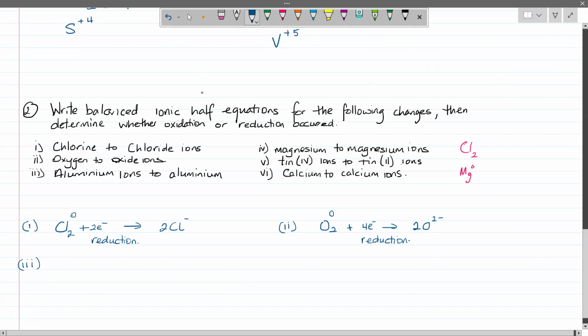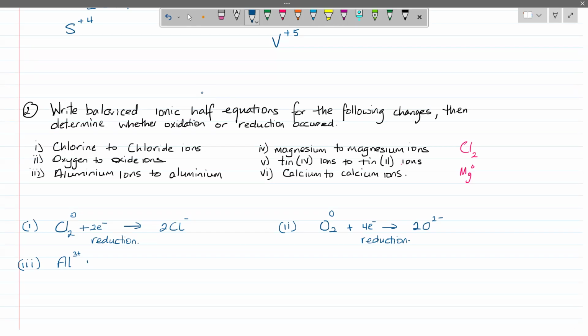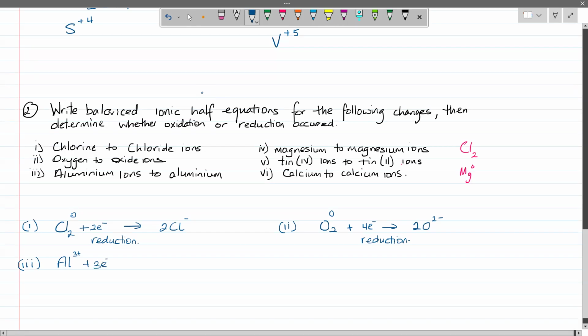Right? Aluminum ion. So aluminum is 3 plus, right? And it's going to go to aluminum. So it has to gain 3 electrons to go to aluminum. So we're going from 3 plus down. So it means it's also gaining electrons here. Reduction.